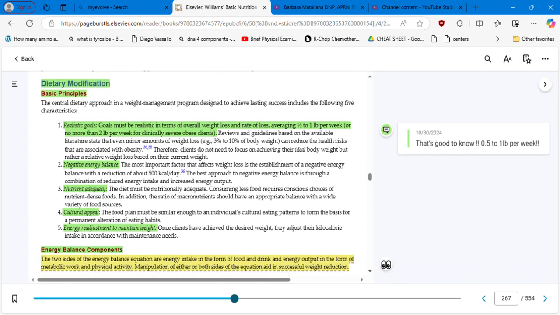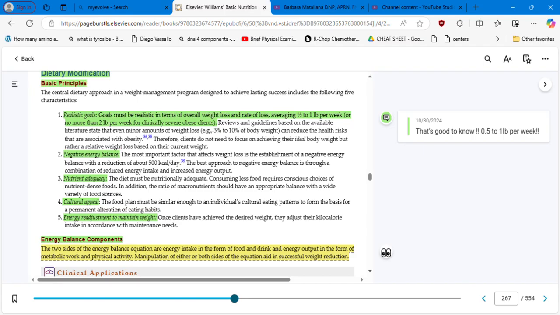Dietary modification, basic principles. So that's good to know. Pay attention to realistic goals. Goals must be realistic in terms of overall weight loss and rate of loss. Averaging half to 1 pound per week, or no more than 2 per week for clinically severe obese patients, okay? So this is a realistic goal.